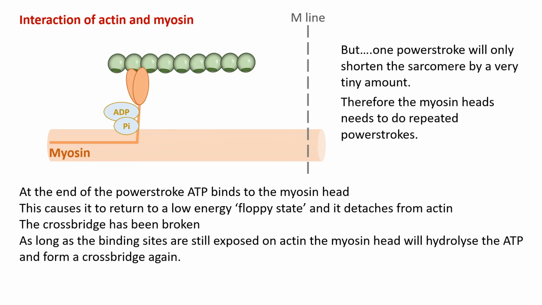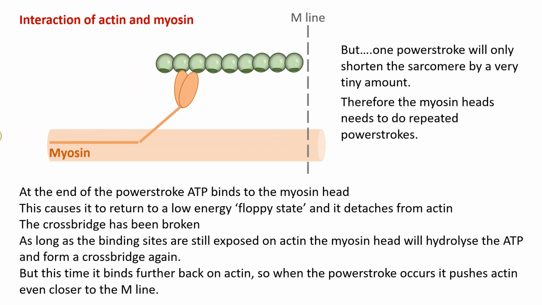However, as long as those myosin head binding sites on actin are still exposed, in other words, calcium is still bound to troponin, that myosin head will again hydrolyze the ATP that's just bound to it, and it will give it the energy to form a cross bridge again. Still with the ADP and P attached because we're only at the cross bridge stage. But notice that it's going to form the cross bridge further back because it's pushed actin towards the M line. So we're now binding further back on actin.